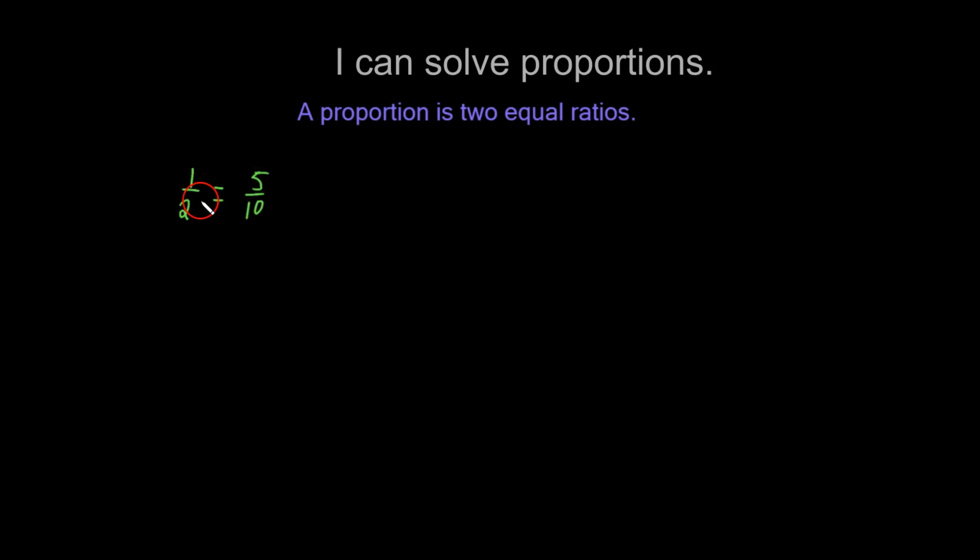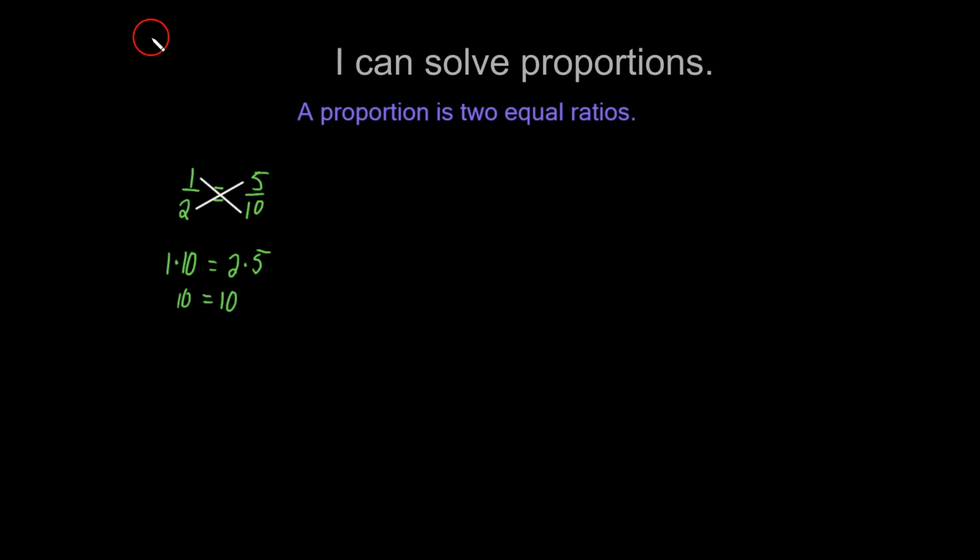One way that you can check if a ratio is proportional or not is to look at their cross products. And by that I mean that you can multiply diagonally and see if they're equal to each other. So here we go, 1 times 10 and see if that is equal to 2 times 5. 1 times 10 is 10, and 2 times 5 also is 10. So indeed these are proportional. So that is just one way to test to see if two ratios are proportional or not.